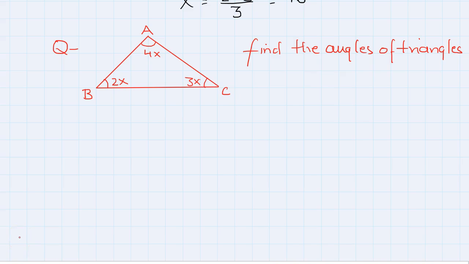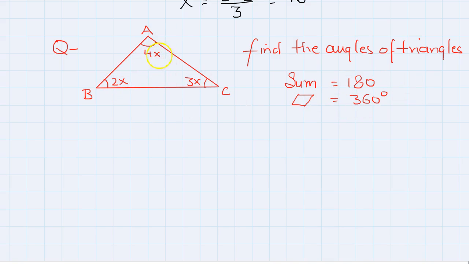Now the next question is: ABC is a triangle whose angle A is 4x, B is 2x, and C is 3x. We have to find all the angles of the triangle. For this kind of question, if it is a triangle, you know that the sum of all angles of a triangle is 180. If it is a quadrilateral, the sum will be 360. If it is a pentagon, you add 180, you keep on adding 180. That is how we find the sum of angles of any polygon.